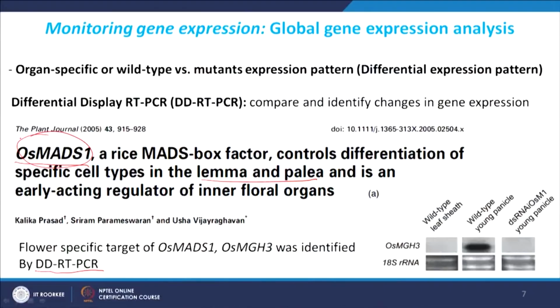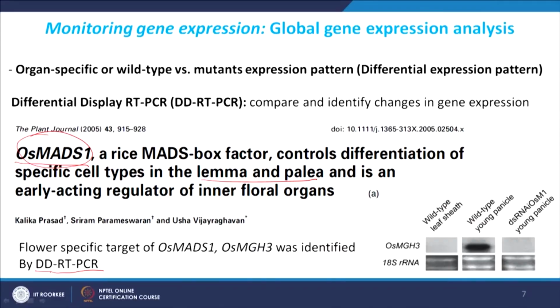But when the gene was mutated, when this gene was silenced, the effect was also seen in the inner floral organs, for example, lodicules, stamens. Then the question was: if the gene is not present in this tissue, how is it regulating? One possibility was that maybe it is activating some early regulators, because at a very early stage it was expressed throughout the floral primordia. So it was hypothesized that maybe it is activating some early regulators whose expression is there in the inner floral organs and regulating it.